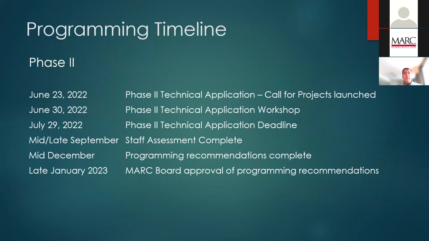With another workshop, that one geared at the technical application, on June 30th. You have a little more time since it's a much more detailed part of the application process, all the way to July 29th to complete your phase 2 applications. Staff will work through August and September evaluating those against the scoring criteria as adopted by our programming committees. In mid-December, the programming recommendations should be completed, and we'll wrap everything up with MARC board approval of the programming recommendations in late January of 2023. This is a very similar timeline to what we did back in 2020. Next slide.